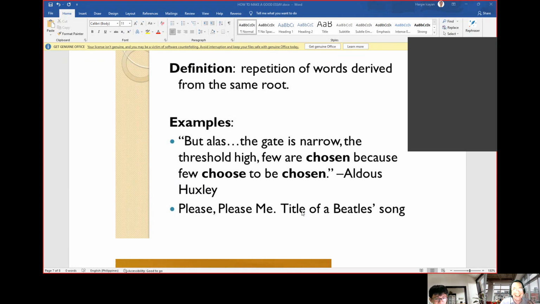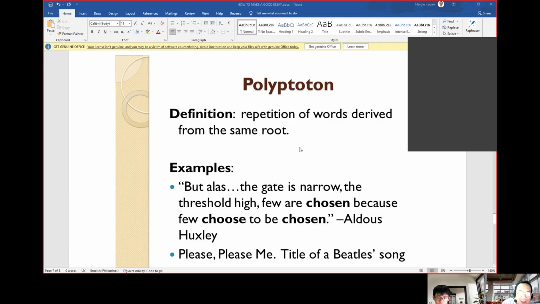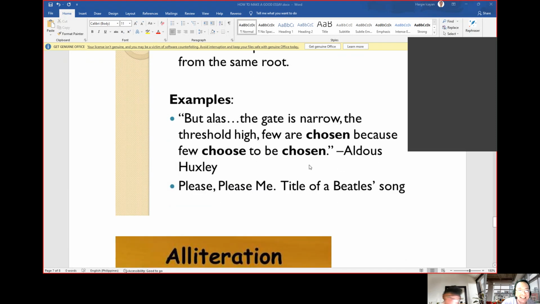Look at this. It was written by Aldous Huxley. He says, but alas, the gate is narrow, the threshold high. Few are chosen because few choose to be chosen. So the words chosen, choose, and chosen are what we call polyptoton, because we repeated words derived from the same root. So that is polyptoton.